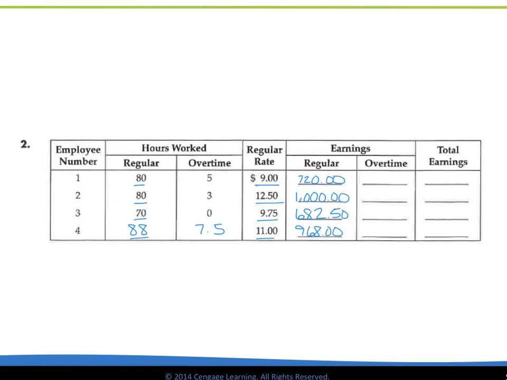Okay, to find my overtime earnings, I would take my regular rate of pay, this $9, and I'm going to multiply it by 1.5 times. So I'd take the $9 times 1.5, and that's going to give me my overtime rate for employee number 1. So their overtime rate is $13.50. Okay, so now to figure out the actual overtime earnings, I take the overtime hours of 5 hours, I multiply it by that $13.50 that I just came up with, and that is going to give me an overtime earnings of $67.50.